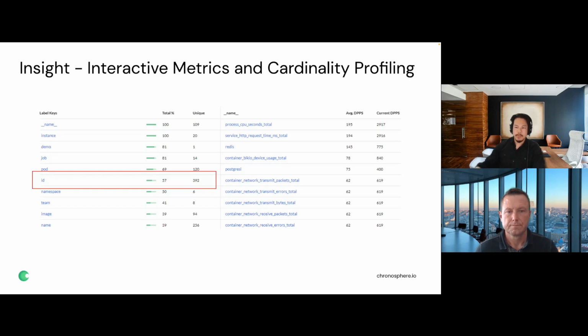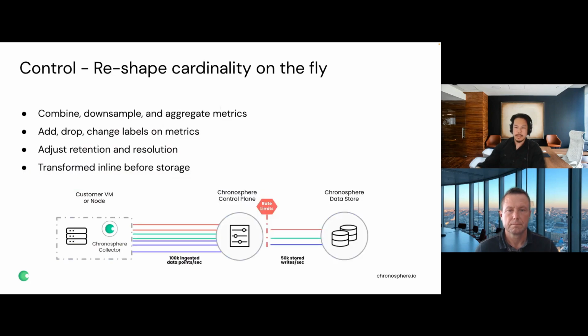Next, moving on to control, which, as I said before, is that ability to reshape your data to extract the greatest value out of it, not just simply dropping it. Some of that is being able to combine, downsample, and aggregate the metrics. You can remove particular labels, and you can adjust retention and resolution. Importantly, all of this happens inline before storage, which is ultimately the thing that actually costs real money.